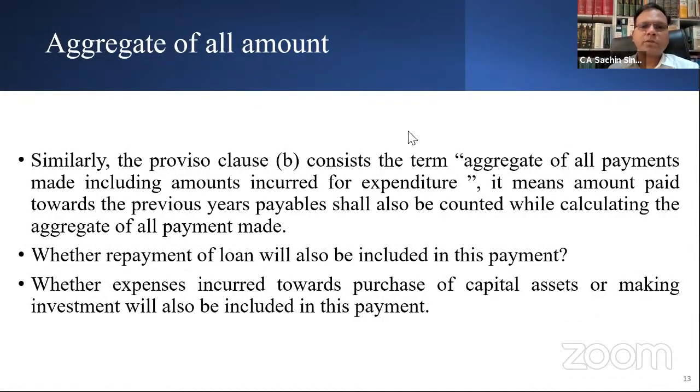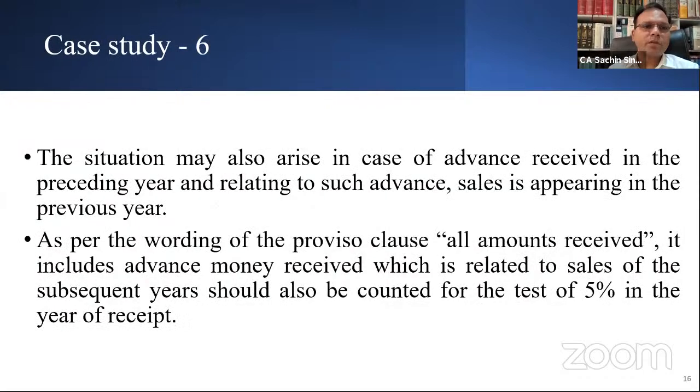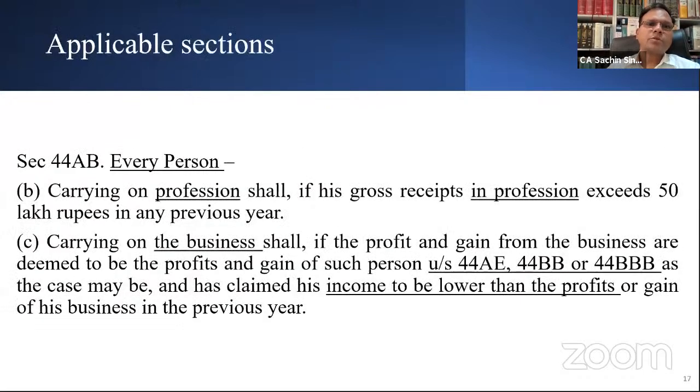Now come to the next provision. So clause B. Clause B is very interesting. It says carrying on profession. The first one was carrying on business, the second is carrying on profession, and it says if the professional receipts are more than 50 lakhs, then the tax audit is required.